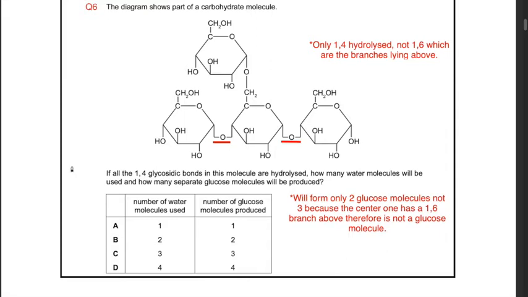Yes, that is correct, because if you hydrolyze all the 1,4 glycosidic bonds in this molecule, you won't get 3 glucose molecules, because the center or the middle molecule is not a glucose molecule, as it has a branched component attached above it. Therefore, it won't be glucose. Hence, the answer is B.